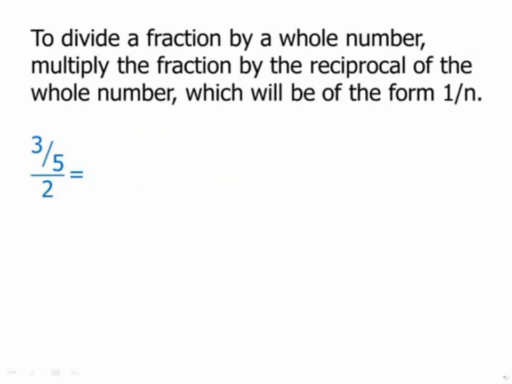To divide a fraction by a whole number, multiply the fraction by the reciprocal of the whole number, which will be in the form 1 over n. So if I have 3/5 divided by 2, this would be 3/5 times the reciprocal of 2, which is 1/2, and of course this is 3/10.